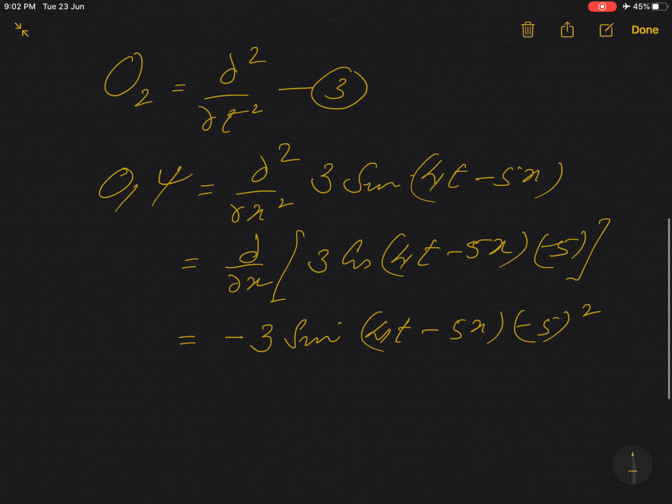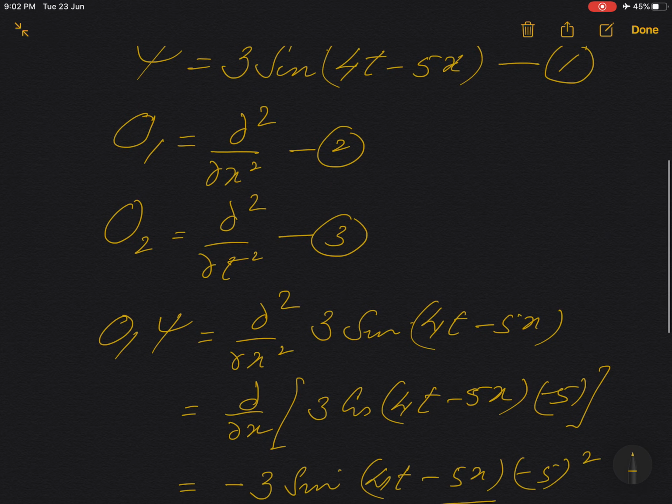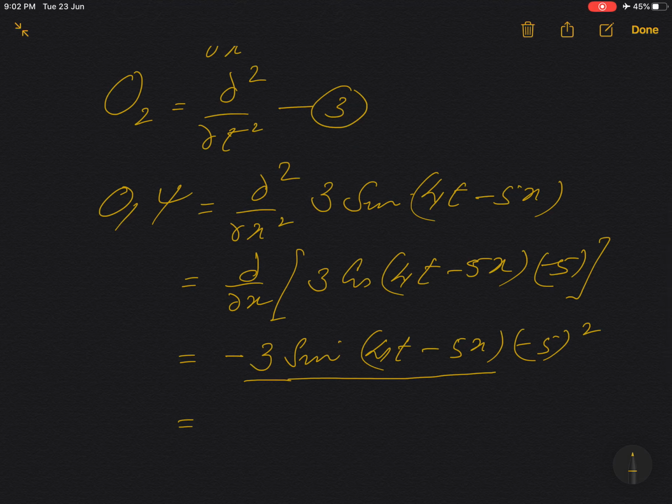If you see carefully, this is nothing but psi again, including the 3. So let me write it as psi again, and I come to know that minus 25, which is minus 5 the whole square, and the remaining is psi. So O1 operating on psi is minus 25 into psi. Let me call it equation number 4.